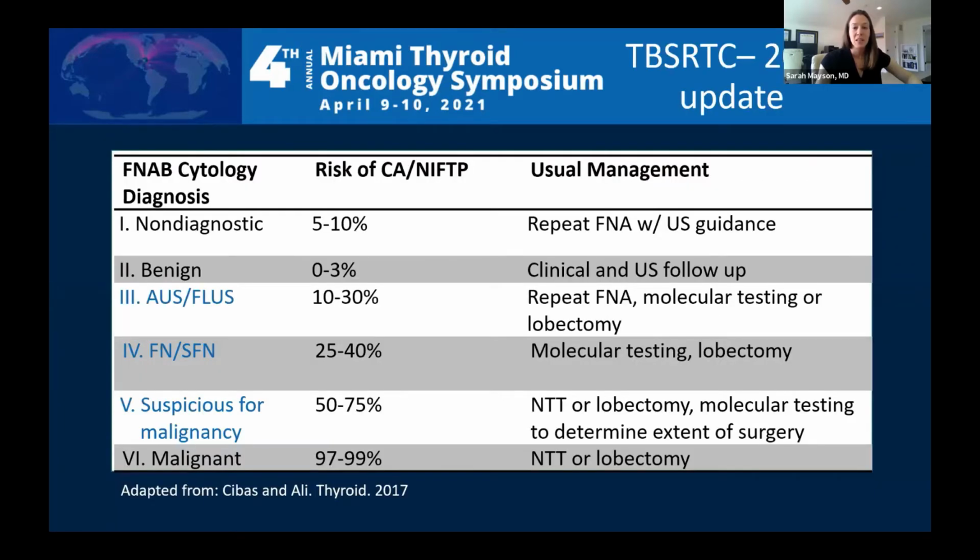So this slide summarizes the cytology diagnoses of the Bethesda system for reporting thyroid cytopathology and the predicted risk of cancer, NIFTP, for each category, as well as the suggested management. As you will recall, indeterminate cytology includes Bethesda 3, 4, and 5 cytology. And prior to the advent of molecular testing, our usual management for these patients with indeterminate nodules was with diagnostic surgery. But as you all know, there are a number of costs associated with diagnostic surgery.